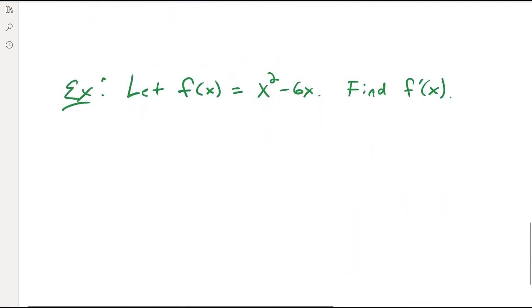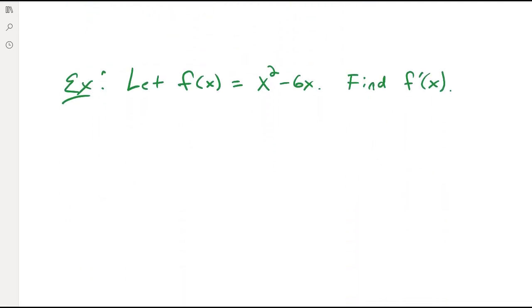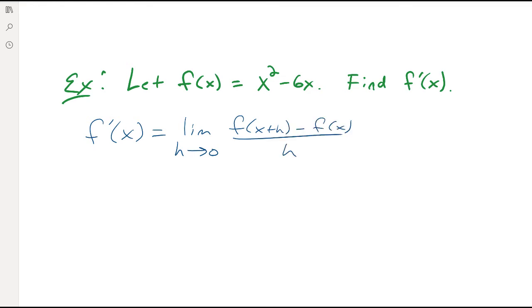Let's see here. All right, here we go. So for example, suppose f of x is x squared minus 6x. We want to find f prime of x. We want to find the derivative of f of x. Okay? So let's keep in mind here, f prime of x equals the limit as h goes to 0 of f of x plus h minus f of x all over h. Okay? All right. So let's just go ahead and jump straight into it.